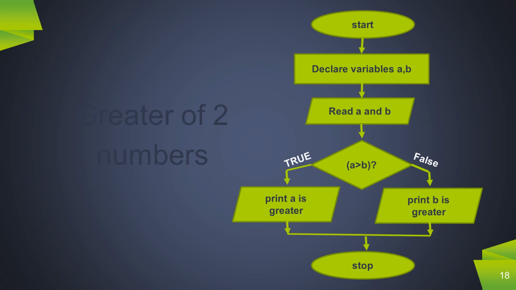As we can see in the diagram, we are declaring two variables. After reading two variables, we are checking through decision making if a is greater than b. In decision making, you can see we have used the ternary operator, or you can also say the conditional operator. If a is greater than b and the condition is true, then we are going to print a is greater. If the condition is false, then we are going to print b is greater.